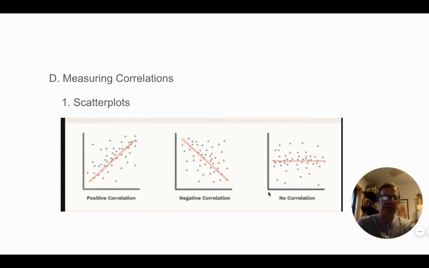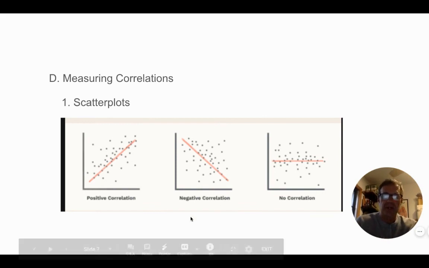Enjoyment of watermelon, shoe size, all over the place, right? So no correlation. So again, on the test, you'll see a scatter plot, and you'll have to identify whether that's a positive correlation or negative correlation or no correlation.